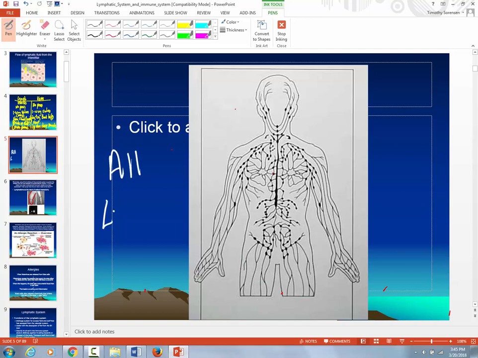All lymph fluid that is returning to the right side of the heart has to pass through a lymph node and be screened before it can be dumped into the right side of the heart.